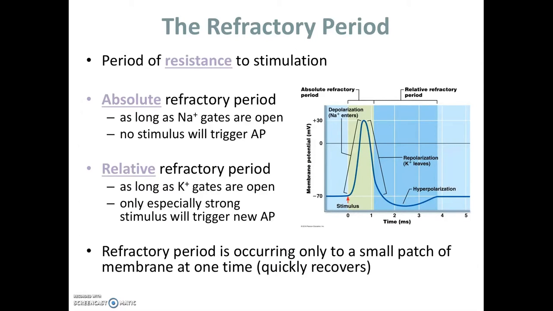The refractory period is a period of resistance to stimulation. The absolute refractory period includes the time when the sodium gates are open or when the inactivation gates are closed. No stimulus can trigger an action potential. During the relative refractory period, which is as long as the potassium gates are open, only an especially strong stimulus will trigger a new action potential. Remember, just like the action potential is only occurring at a small patch of membrane at one time, the refractory period only occurs to a small patch of membrane at one time, and that membrane quickly recovers.